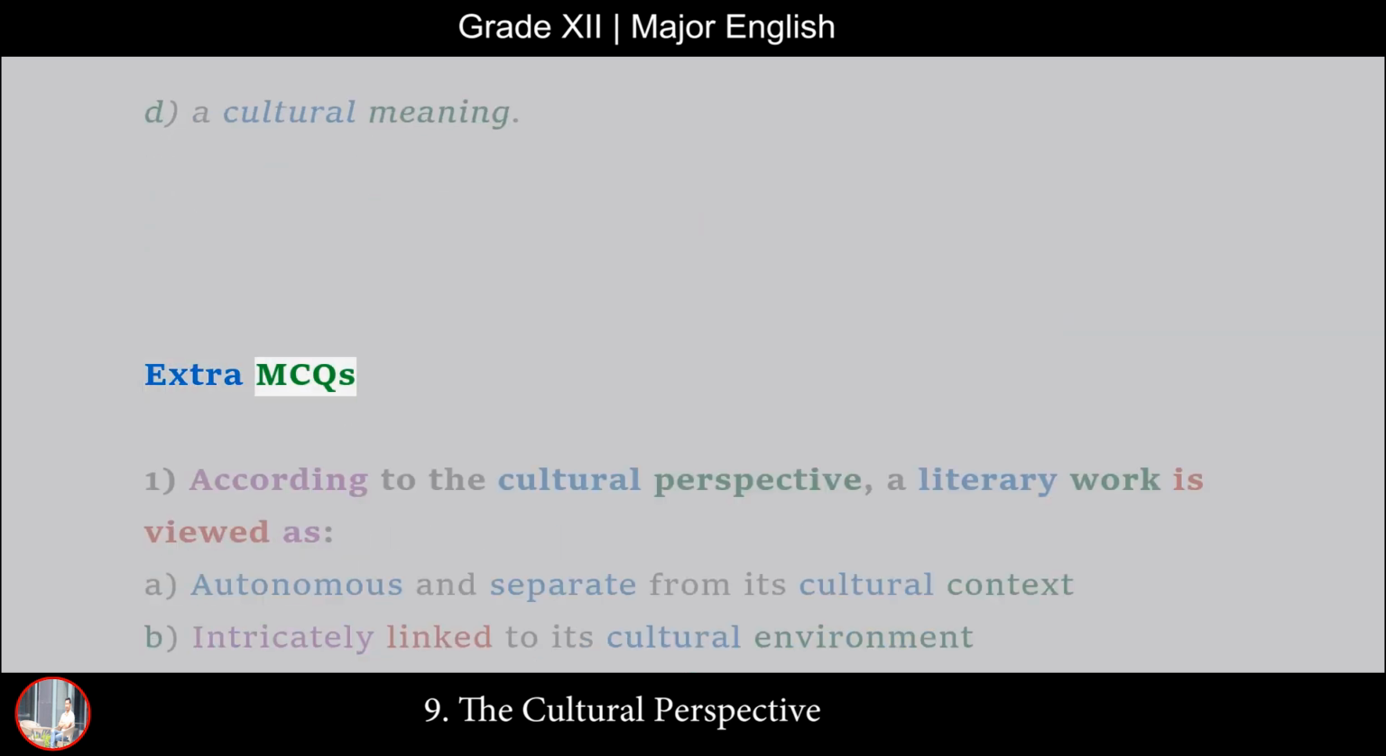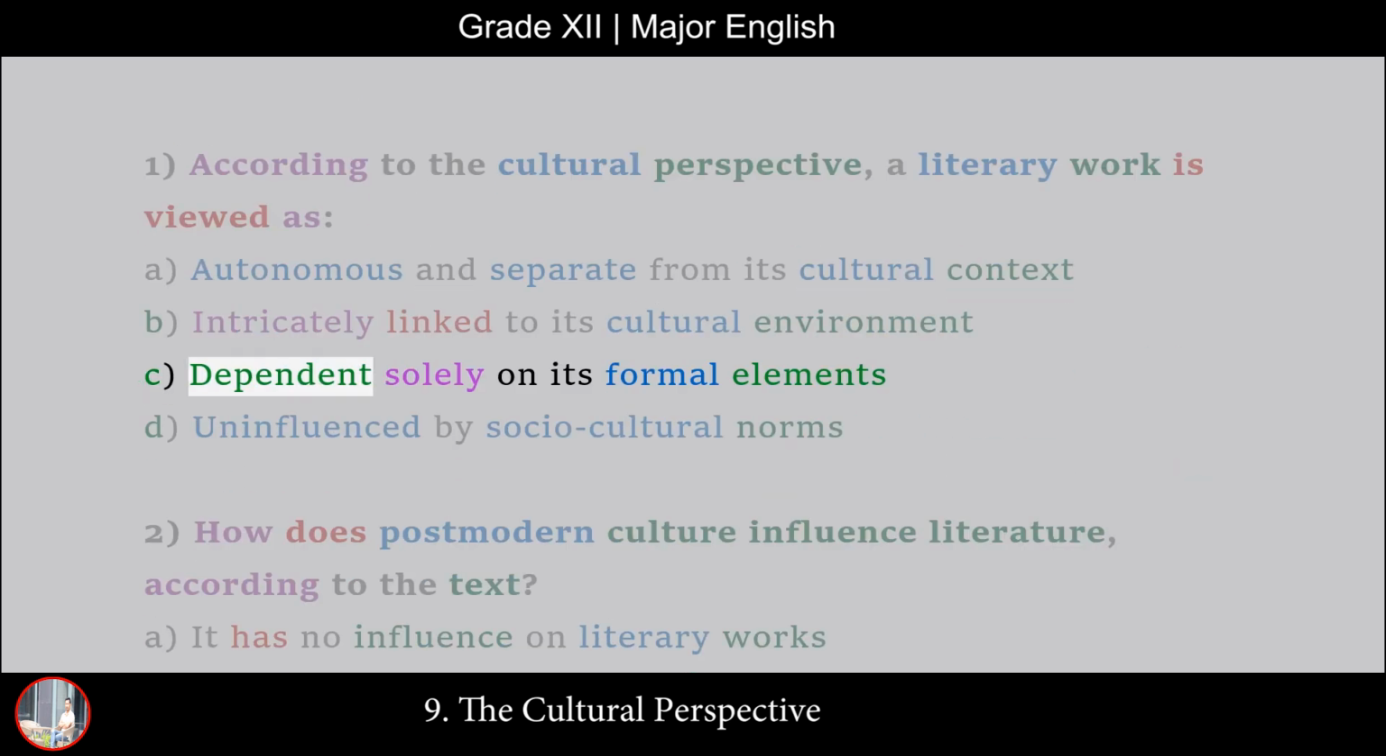Extra MCQs. 1. According to the cultural perspective, a literary work is viewed as A. Autonomous and separate from its cultural context. B. Intricately linked to its cultural environment. C. Dependent solely on its formal elements. D. Uninfluenced by socio-cultural norms.